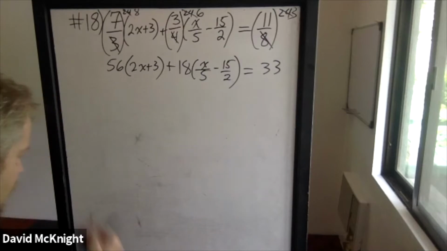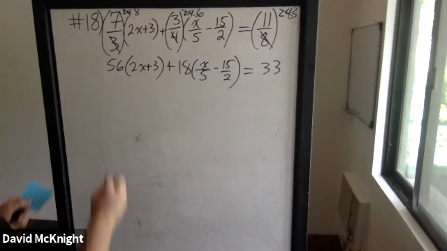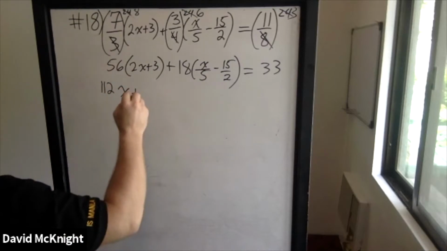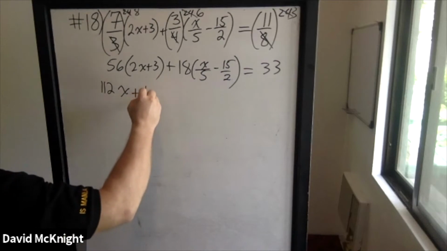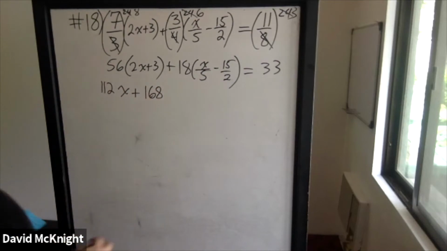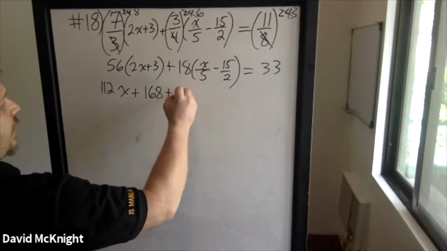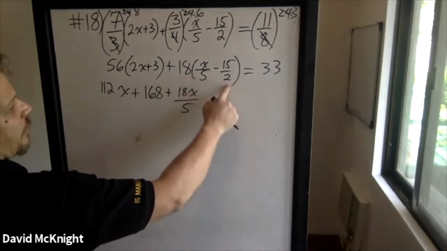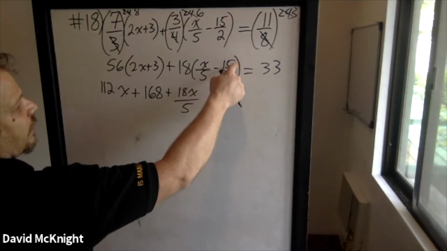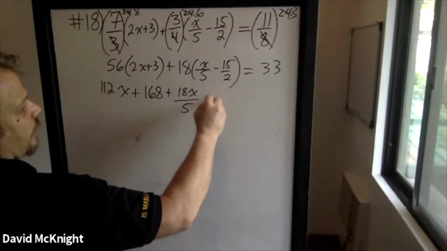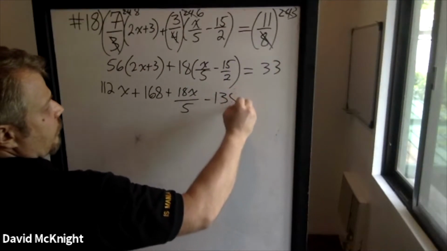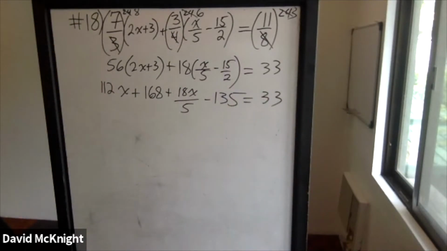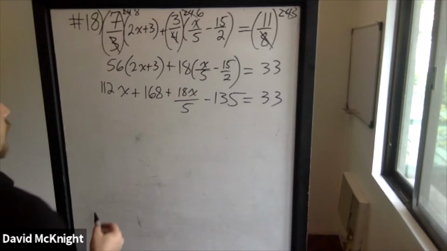So next thing we can do, we can go ahead and distribute. So we have 112x plus 168. Plus 18x over 5. And here, 18 divided by 2 is 9, 9 times 15 is 135, so minus 135 is equal to 33. Just one more fraction to clear if we multiply everything by 5.